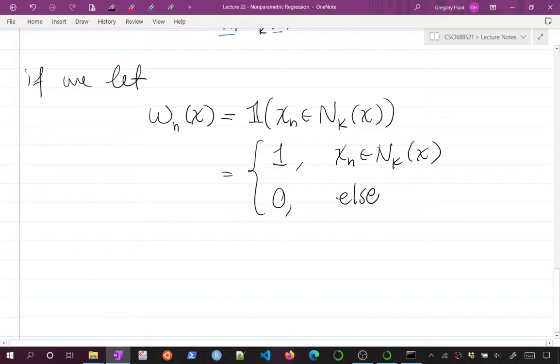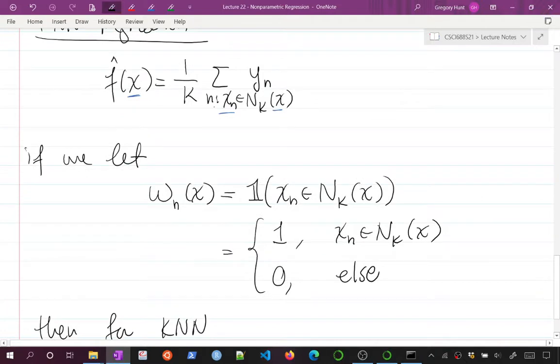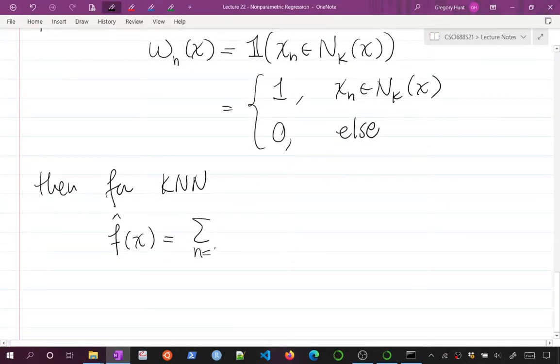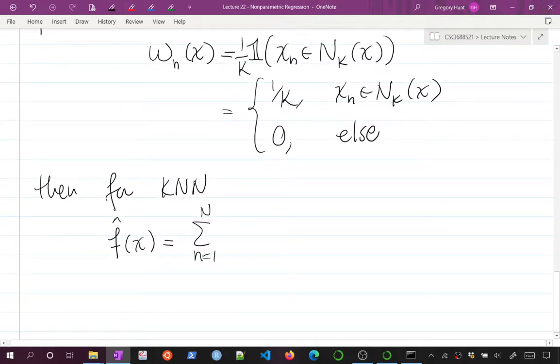Now, if I define these wn's this way, then for k-NN I can write my f hat of x in the following form. Instead of the sum over just those things in the neighborhood, I can write it as a sum over all of my training data points. And in fact, I wrote this wrong here. I'm going to say it's 1 over k times this. So it's going to be 1 over k if we're in the neighborhood and 0 otherwise.